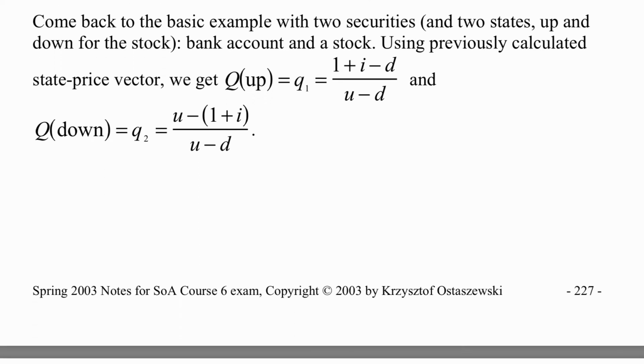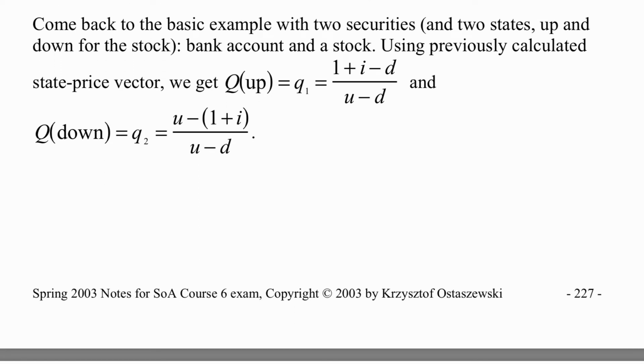Now come back to the basic example with two securities and two states, up and down for a stock, bank account, and a stock. Using the previously calculated state price vector, we get Q, or probability of an upstate, written as Q1, as (1 plus I minus D) over (U minus D), and Q down as Q2, (U minus (1 plus I)) over (U minus D).